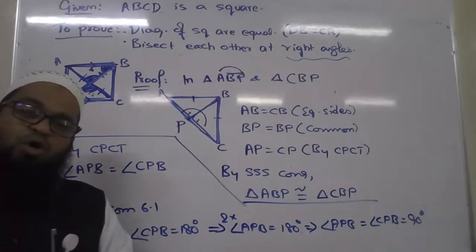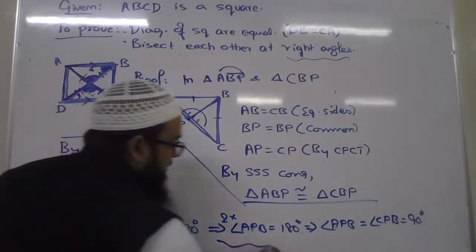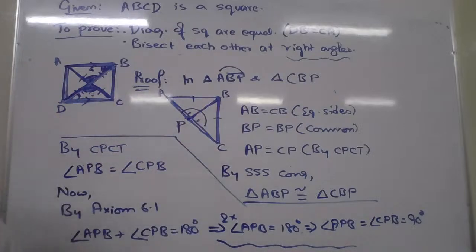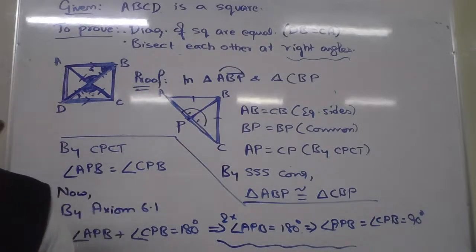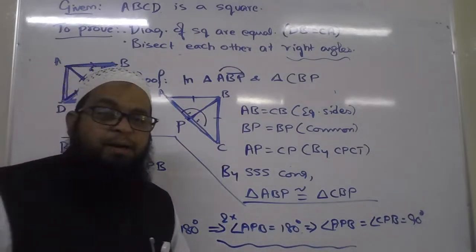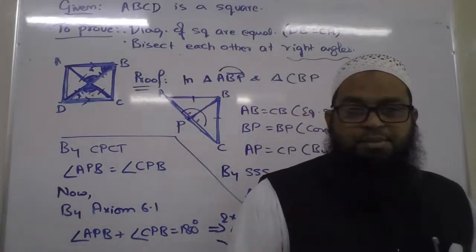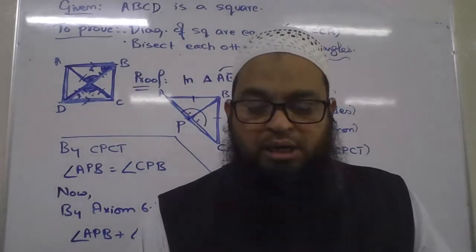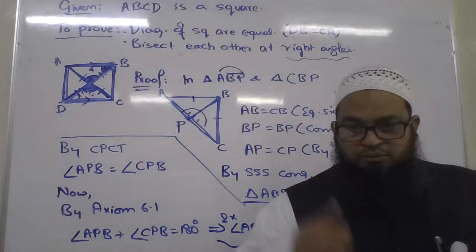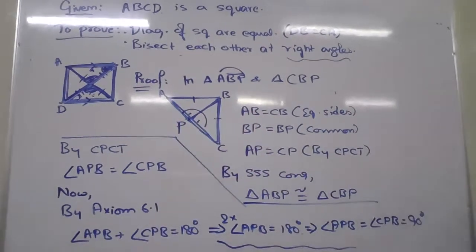So therefore, we write the conclusion. The conclusion is very important. Therefore, we write the conclusion that diagonals of a square bisect perpendicularly. Got it? So please take 5 seconds to copy this.